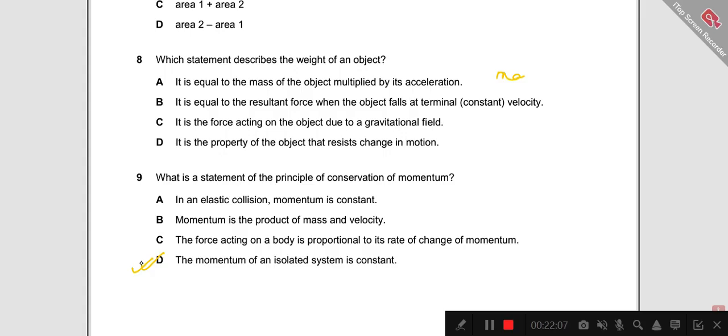It is the force acting on the object due to the gravitational force. It is the property of the object that resists the change in motion. That is mass that resists the change in motion. And the correct option would be option number C, because that is how we describe weight. We say that the weight is the force of gravity on an object.